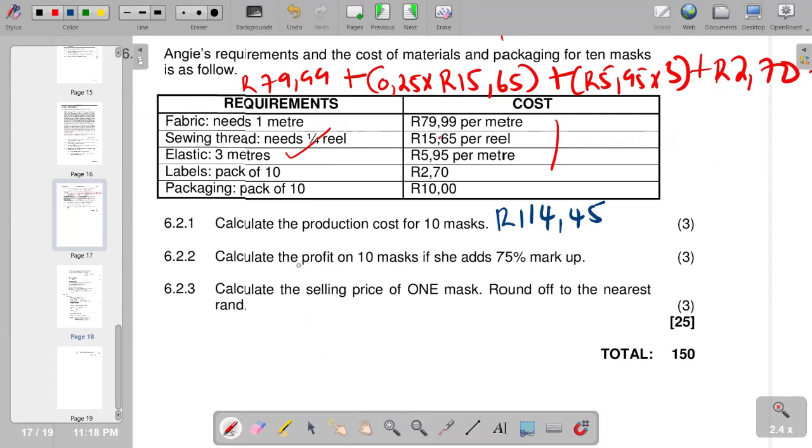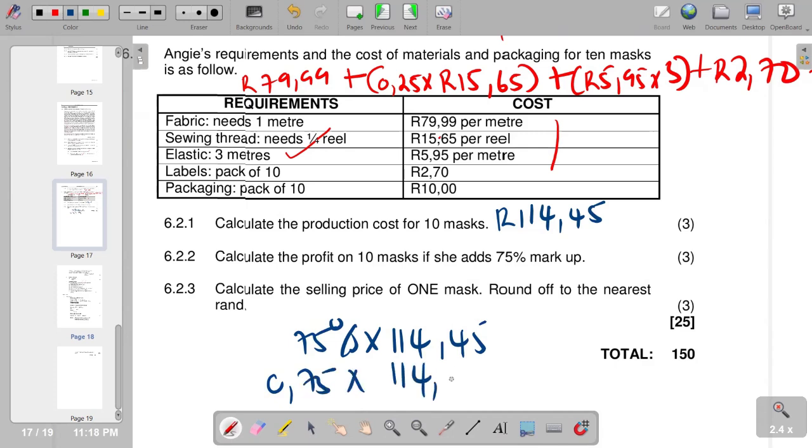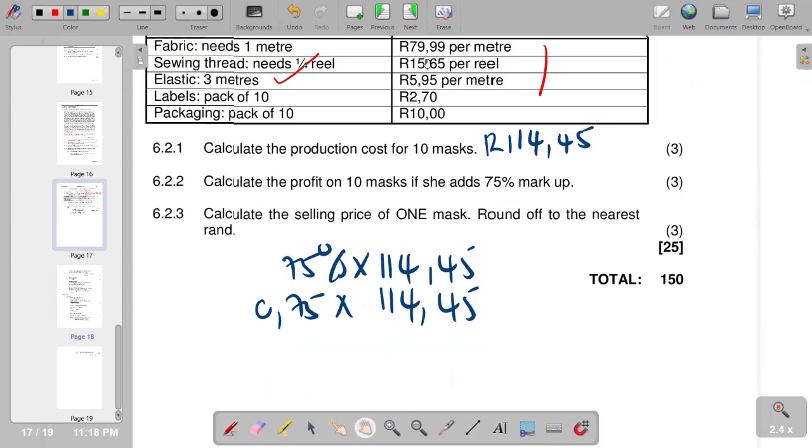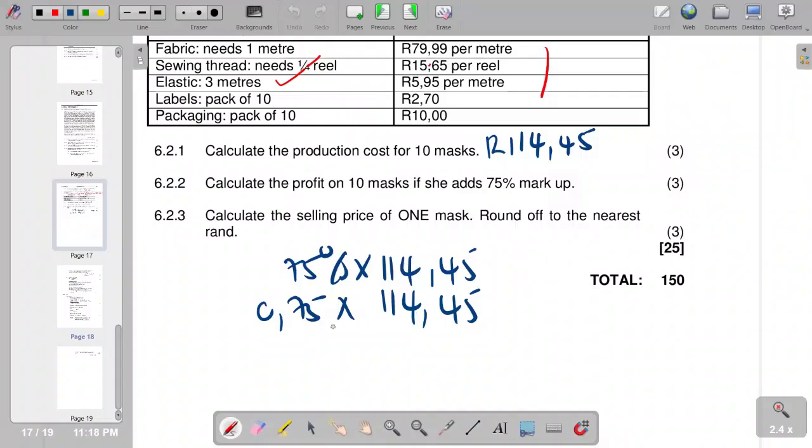Then 6.2.2, calculate the profit on 10 masks if she needs a 75% markup. So basically we are saying 75% times 114.45, which, if you convert to a decimal, becomes 0.75 times 114.45. So we can try to calculate it and see what we get. You get 85 rand 84 cents. So this is what we have, which we can put here as our answer for the profit.